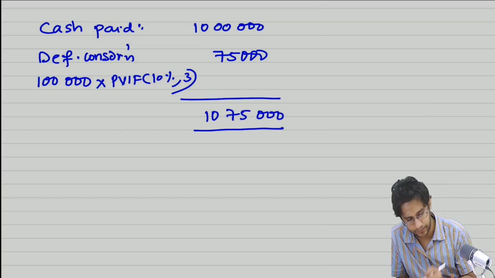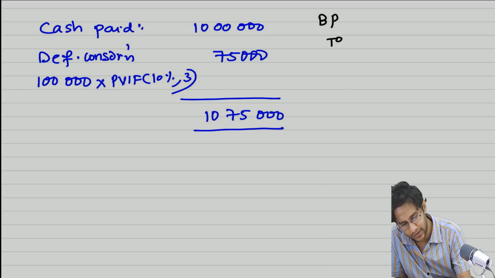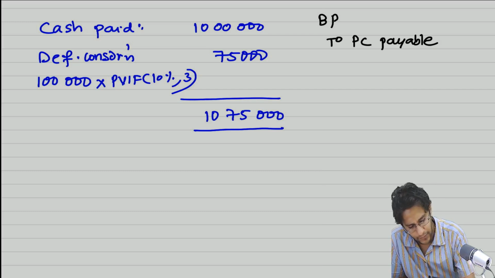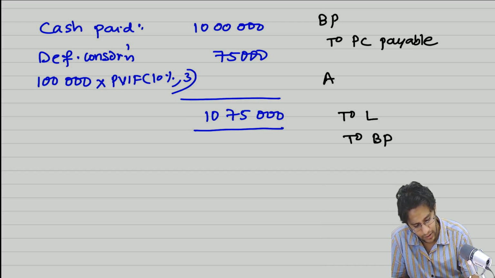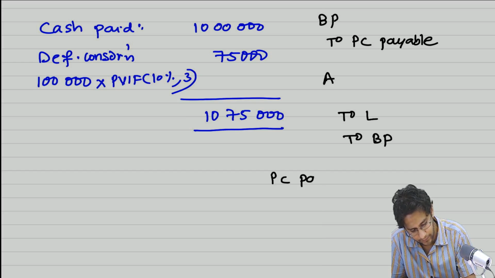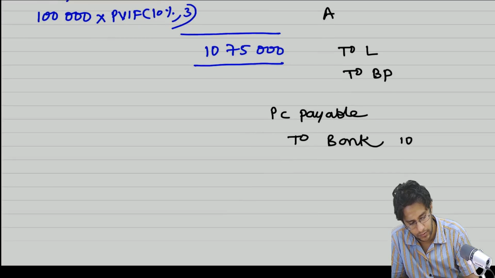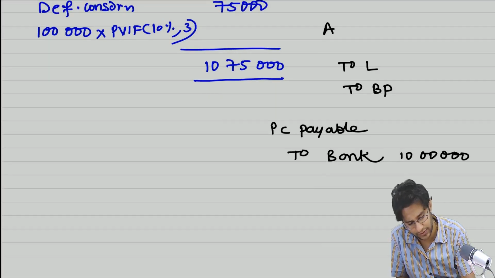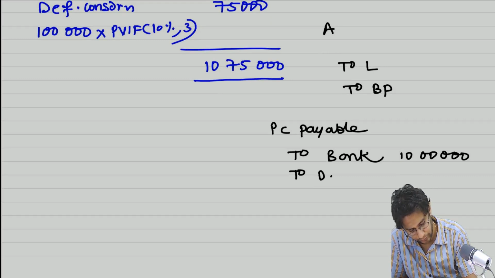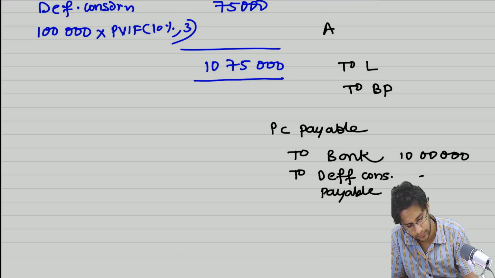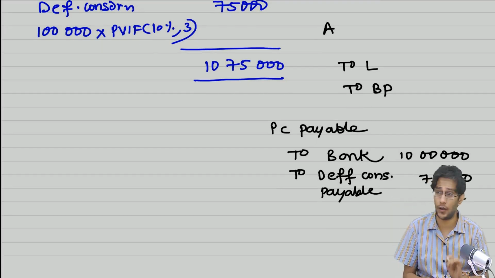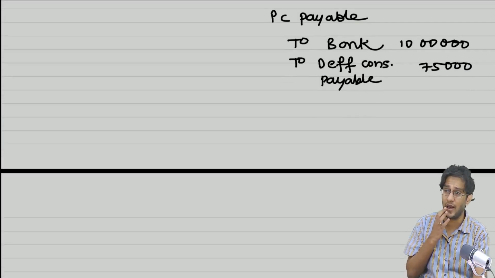Okay, ma'am. So the first entry, business purchase account debit to PC payable, to a vendor or liquidator, whatever it depends. You incorporate so many assets and liabilities to business purchase. That's fine. Then when you write the third entry, PC payable account debit, to whatever bank you are paying, that you will discharge normally, 10 lakh rupees, and to whatever you agreed to pay, deferred consideration payable. One liability you create and leave it, the liability which you have to pay after 3 years.